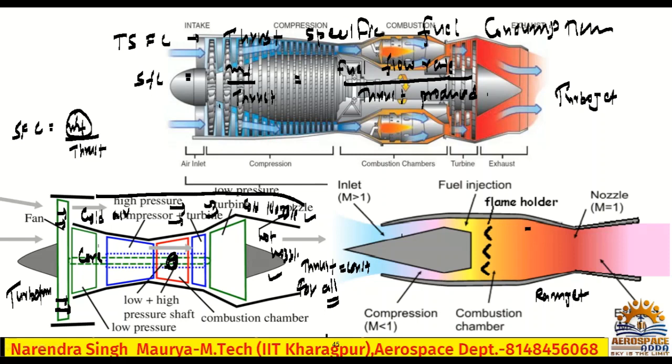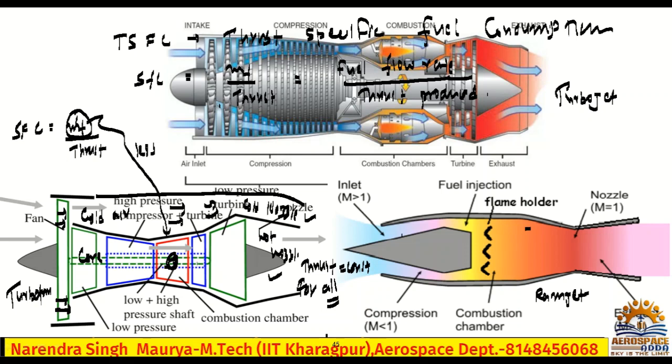So if you are getting less thrust from the hot nozzle because you are burning less fuel, then it's still okay. Why? Because you are getting thrust from the cold nozzle also. All right. So if you compare all three engines, the turbofan engine will have a less SFC. Why? Because you are burning less amount of fuel.